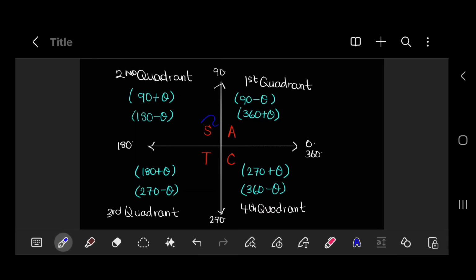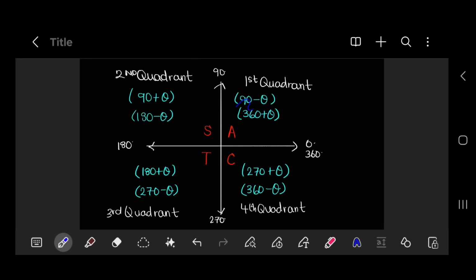In the second quadrant, S stands for sine. Only sine of an angle between 90 and 180 would give you a positive answer. Cos and tan would be negative. In the third quadrant, T stands for tan. That tells you that if you have an angle from the third quadrant, only tan of that angle would be positive. Sine and cos would be negative. C in the fourth quadrant stands for cos. Only cos of an angle in the fourth quadrant would be positive. Sine and tan would be negative.